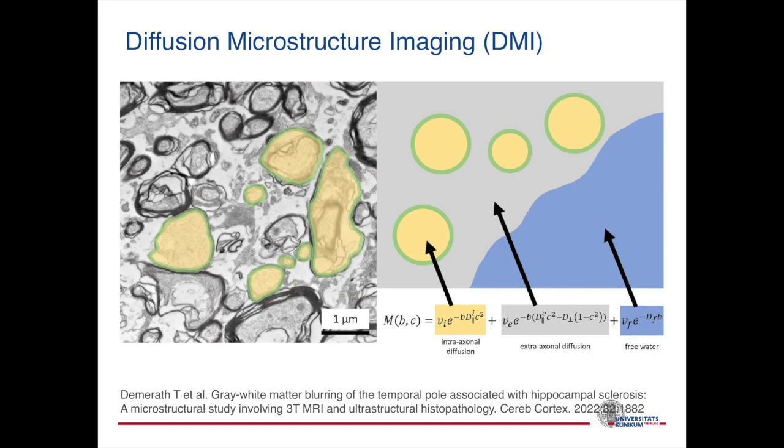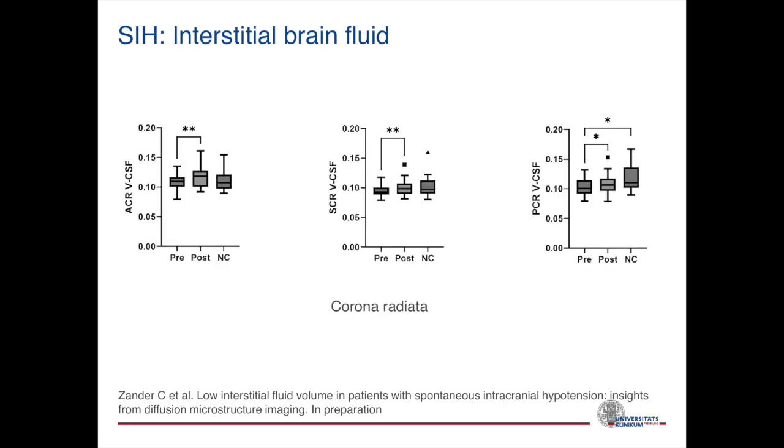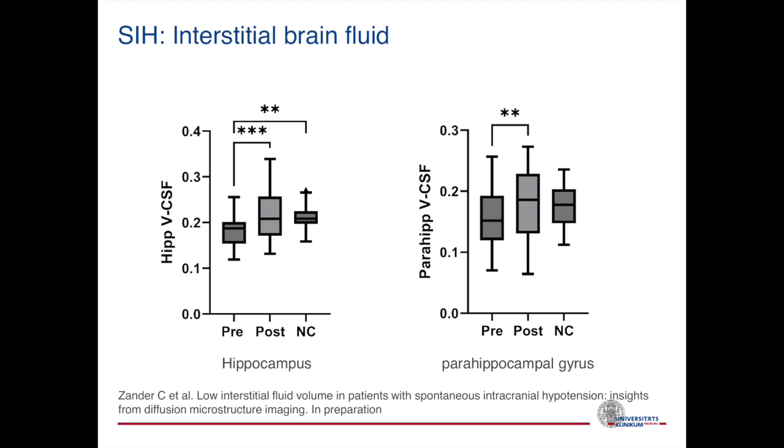We also can combine that with ultrastructural histological findings, here in a patient with temporal lobe epilepsy and anterior temporal lobe blurring. Of course, the next step is to show that in patients with spinal CSF leaks before and after treatment. That is not an easy task, probably also related to partial volume effects. But what you can see from this image is that in the hippocampus, where we have the strongest effects, there is a difference pre and post, and pre compared to healthy controls.